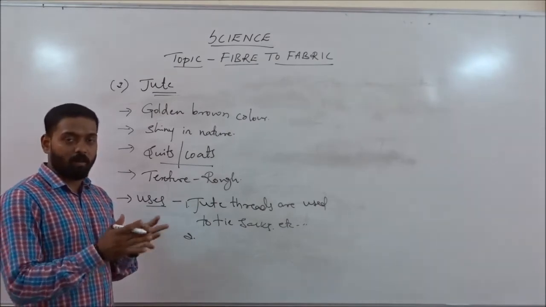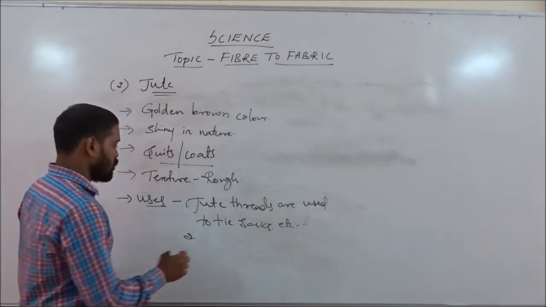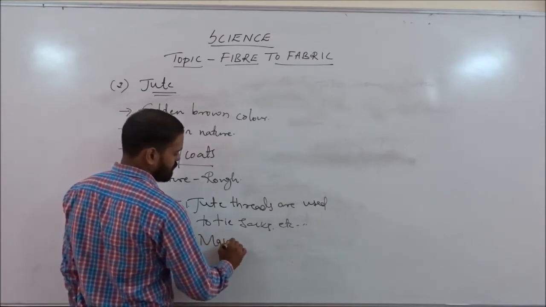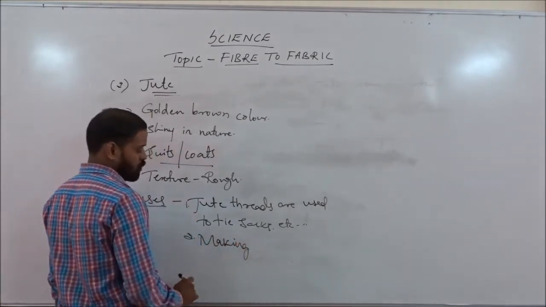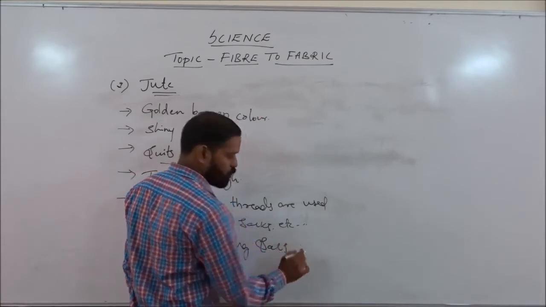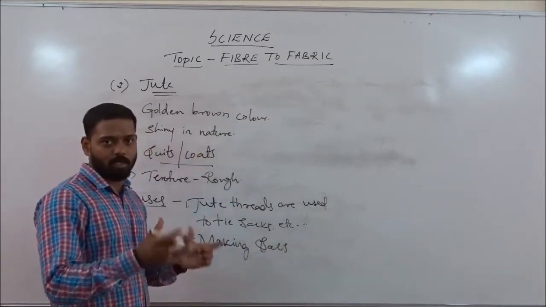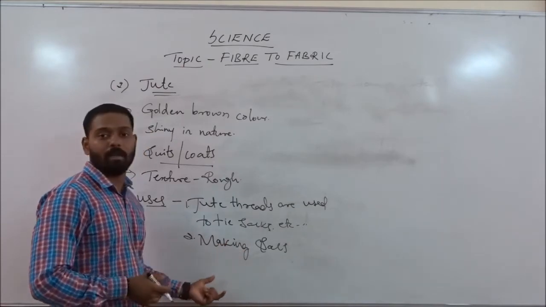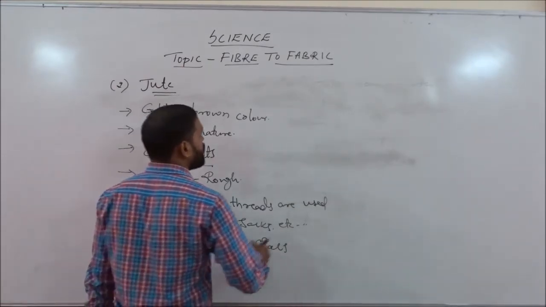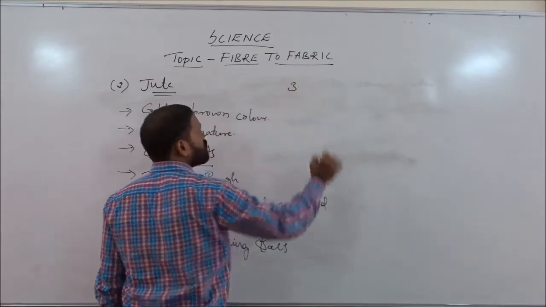Whatever you want, a variety of sacks we can make. Jute is useful for making sacks. You know what a sack is? Sacks means bori. So we can make them using this jute fiber. Then the third use of jute fiber.